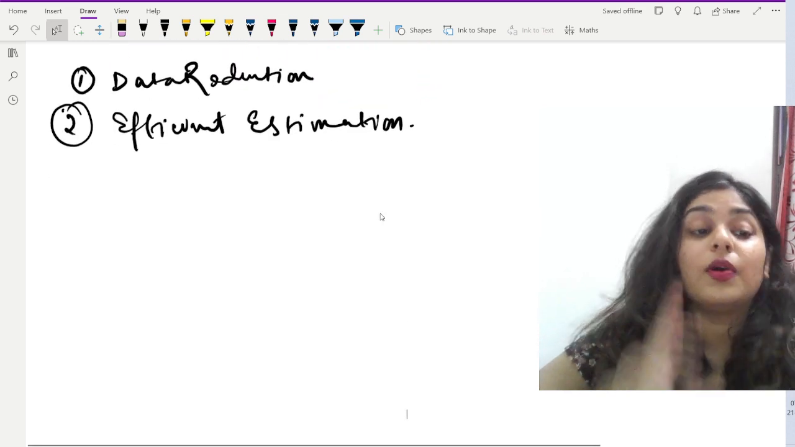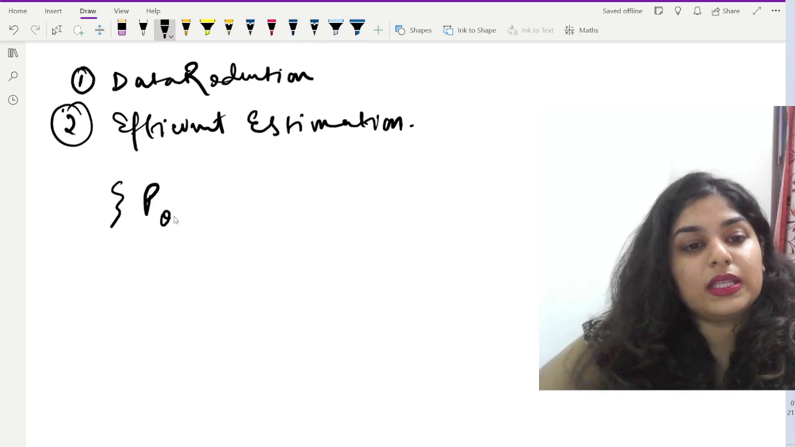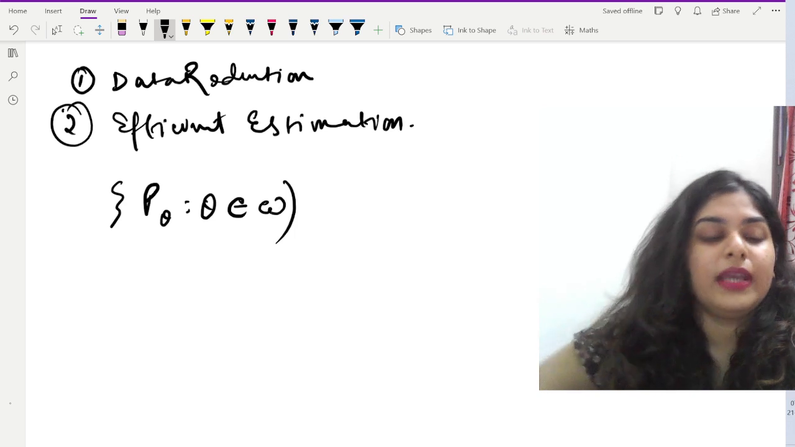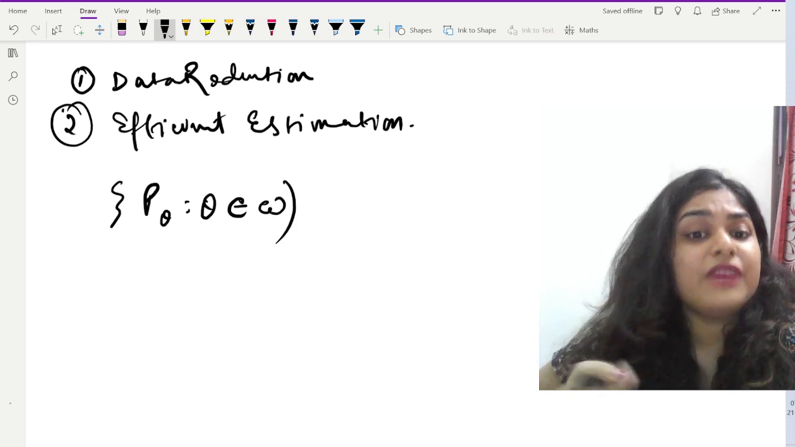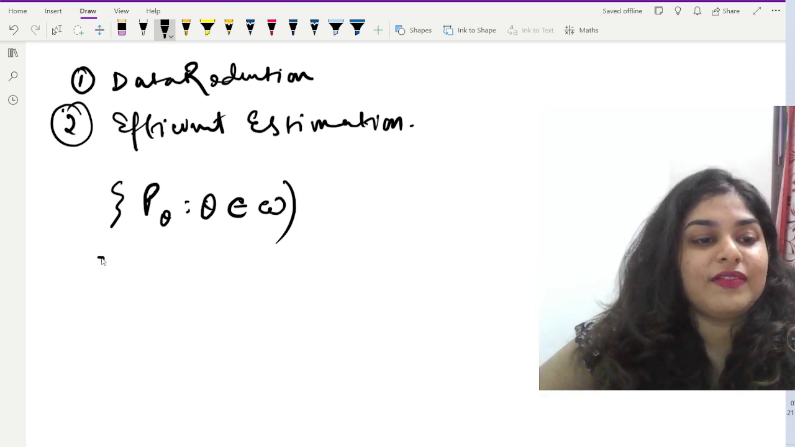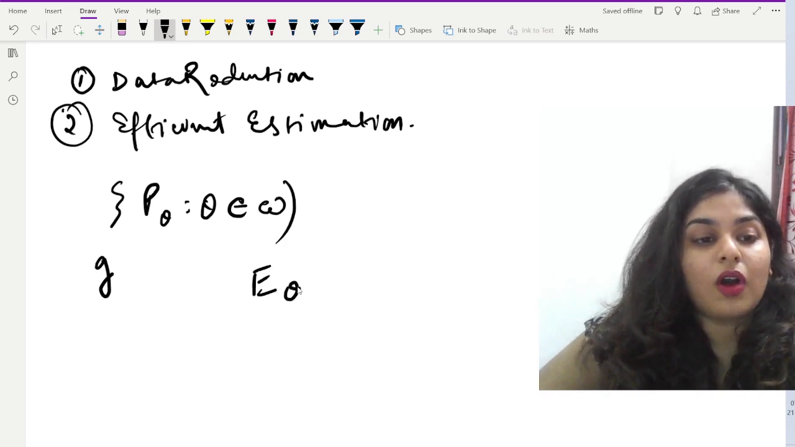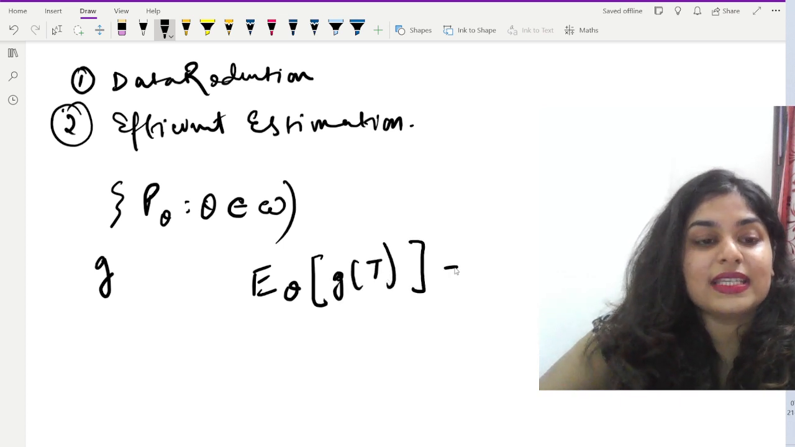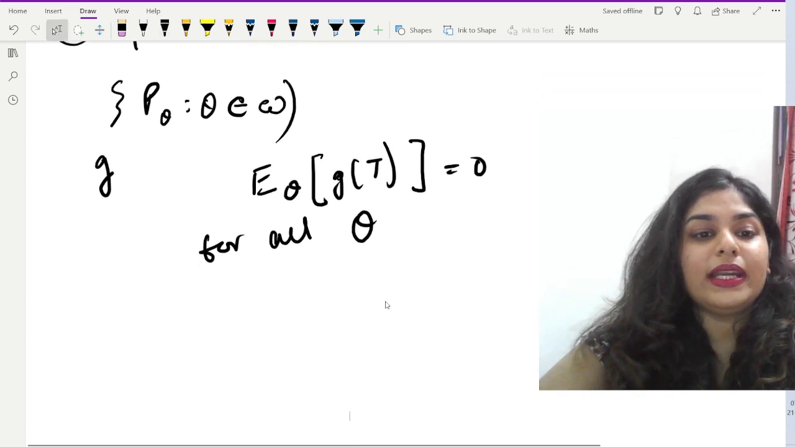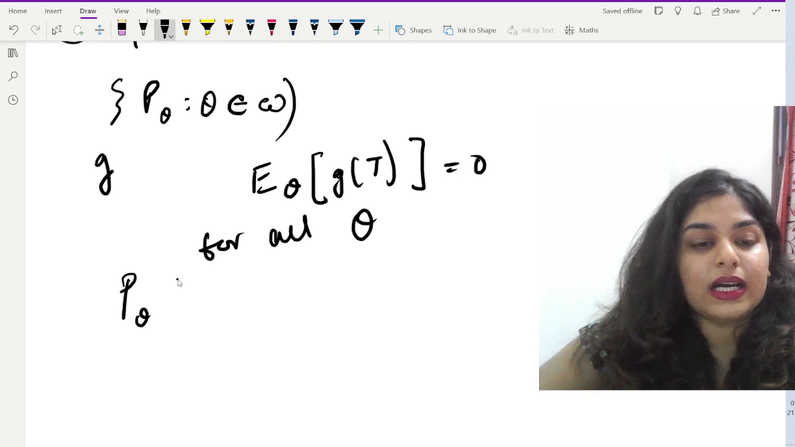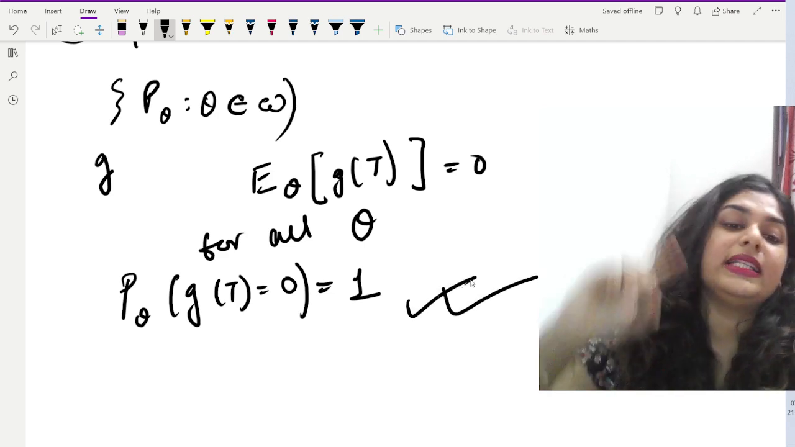Next, we have to discuss completeness, right? Now, what is completeness? Let us define a probability distribution family P theta such that theta belongs to omega, right? So this is the probability distribution. It will be complete if for every measurable function g, there is one equation that needs to be satisfied: E theta of g(T), where T is the statistic, equals 0 for all theta. Am I clear? Now what it implies is that probability theta of g(T) equals 0 is equal to 1. Now this is basically the definition of completeness.